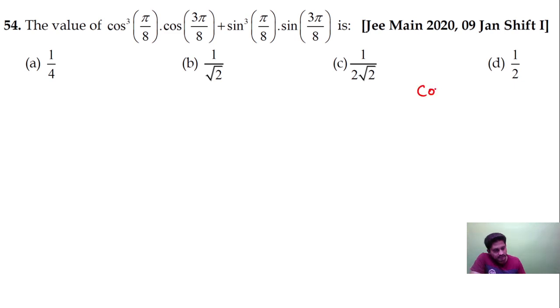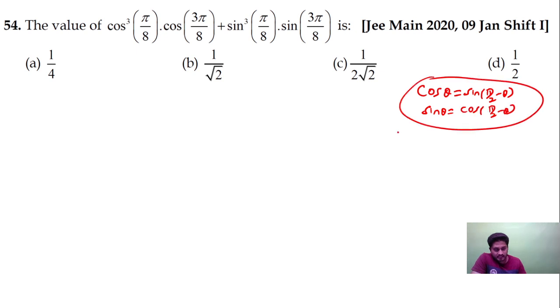Cos theta will be equal to sine of 90 minus theta, right? And sine theta will be equal to cos of 90 minus theta. So if I use this logic, cos of 3 pi by 8, cos theta will be equal to sine of 90 minus theta. So this is sine of pi by 2 minus 3 pi by 8. Okay, so I'm going to take this LCM as 8. So this is pi by 8, sine pi by 8.